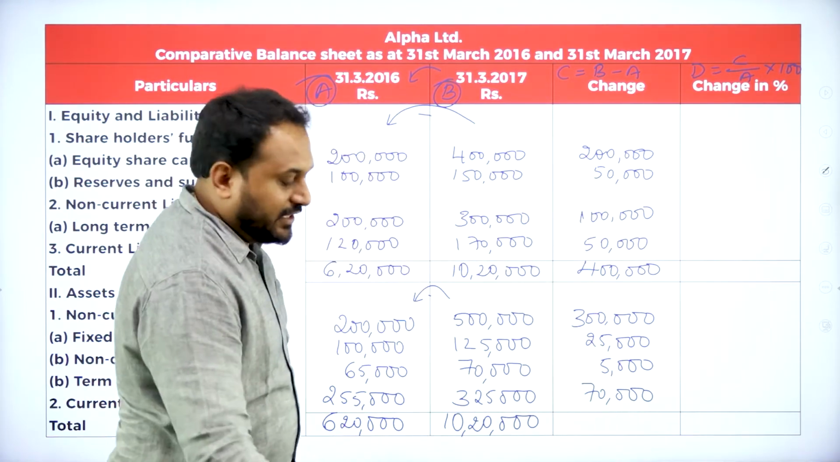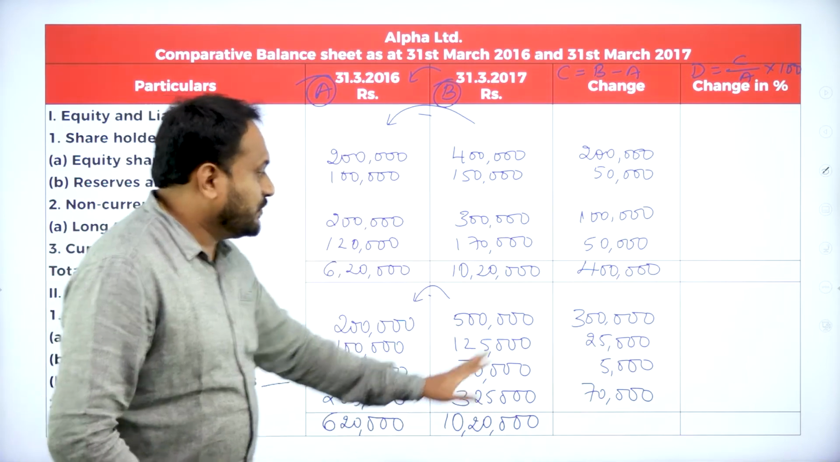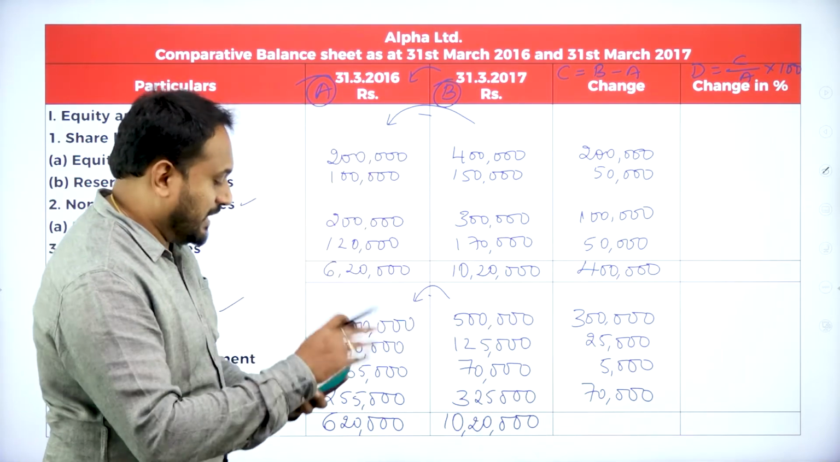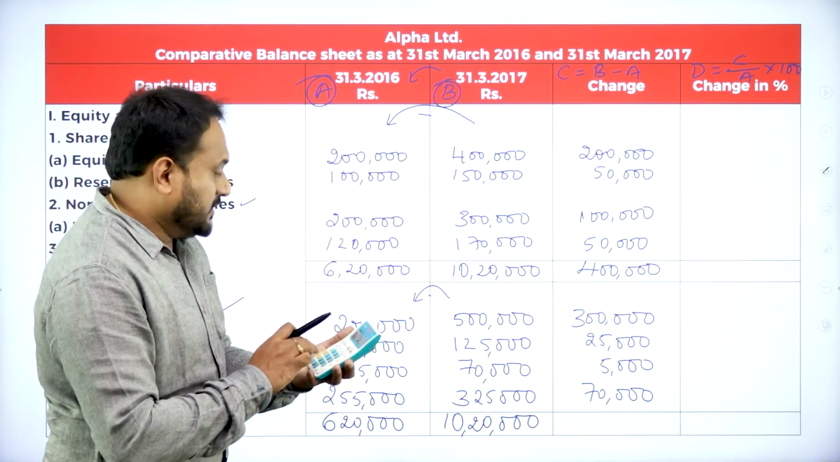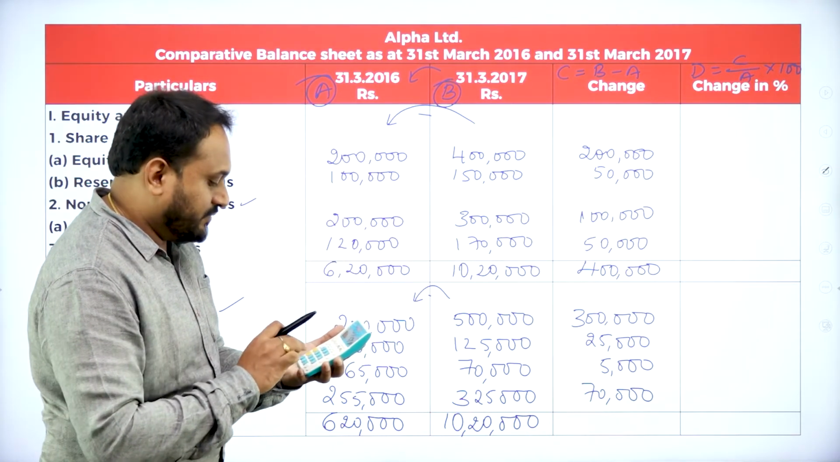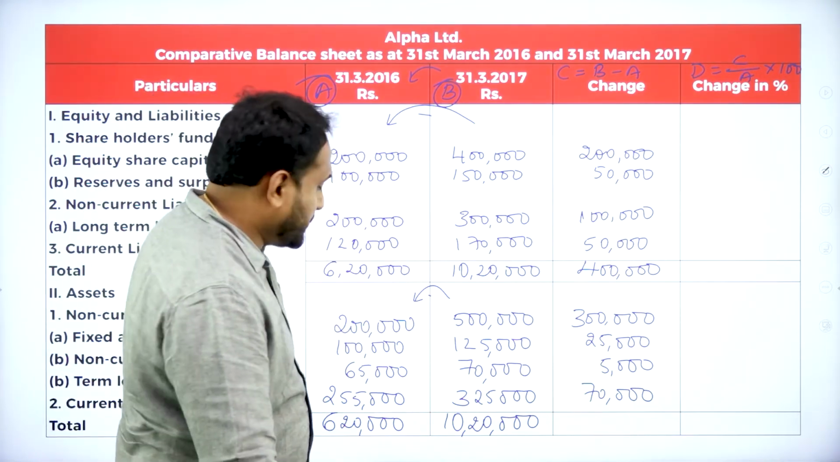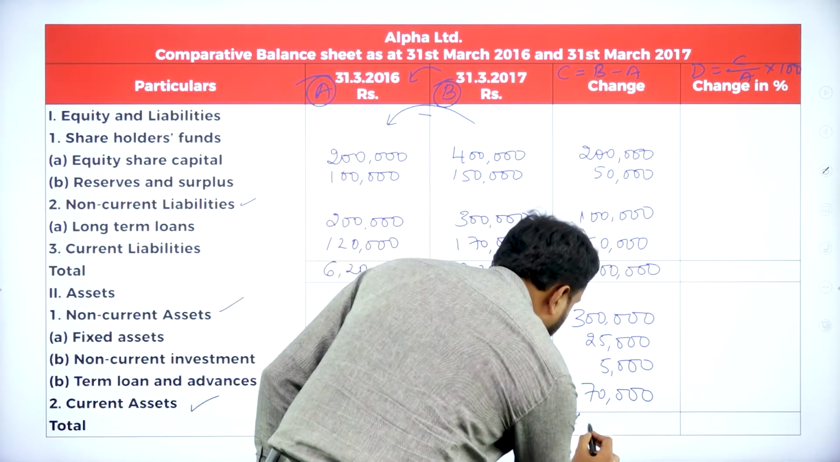If you add everything here, what is the subtraction? 4 lakh. The same thing here also you will get. So I'll just go with this. See, understand: 300 plus 25 plus 5 plus 70. So we got 4 lakh rupees. So here we'll write 4 lakh.